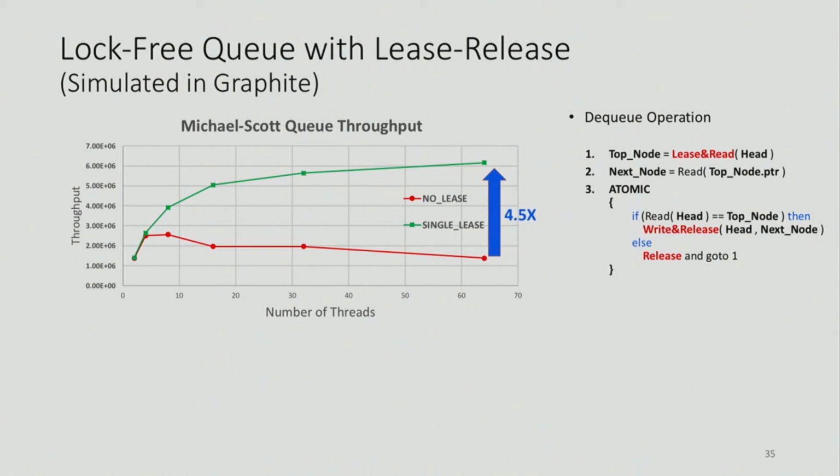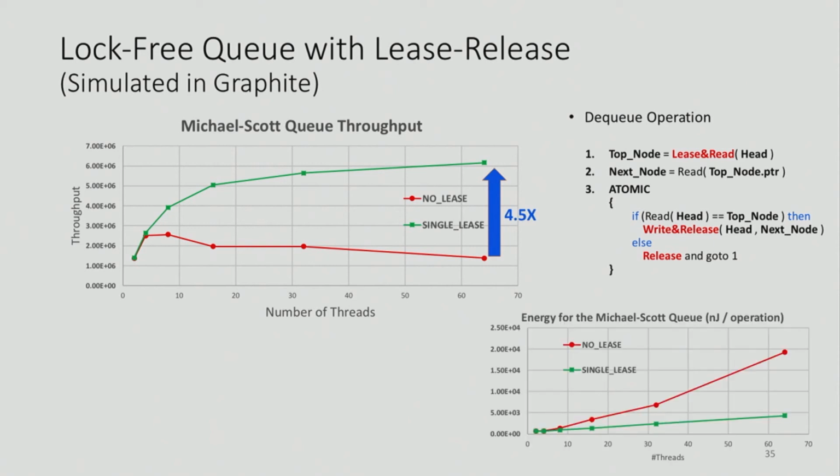Okay. All right. So the other thing which I want to show you is why you get an improvement in performance. And it is because of less messaging going around. So basically, we looked at the energy which is spent per operation as you increase the number of threads. You see that the lease version, which is in green here, has this kind of linear behavior, whereas the no lease version has this exponential behavior. So it just tells you that there's exponentially less messaging going around, which is why you're getting an improvement in performance. Okay?